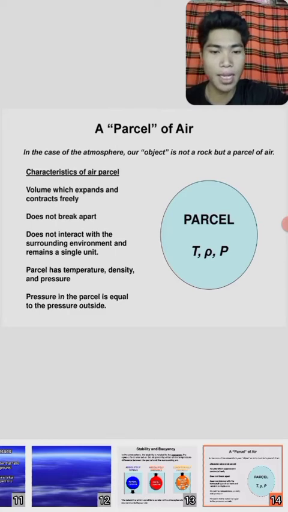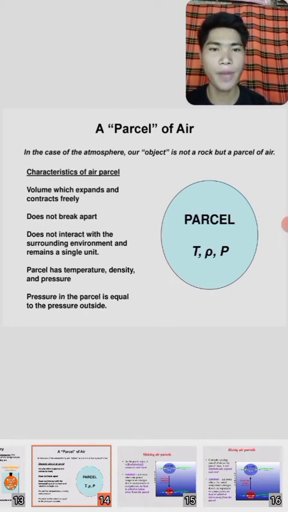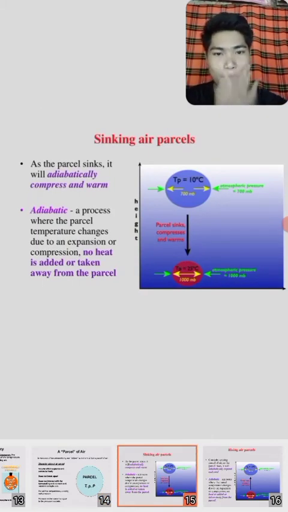The energy that transfers out of an air parcel to form clouds originally comes from the sun. So air parcels are heated by the sun, so the energy that moves them is solar energy. There are two kinds of air parcel: the sinking air parcel and the rising air parcel. Sinking air parcels, as the parcels sink, will adiabatically compress and warm.